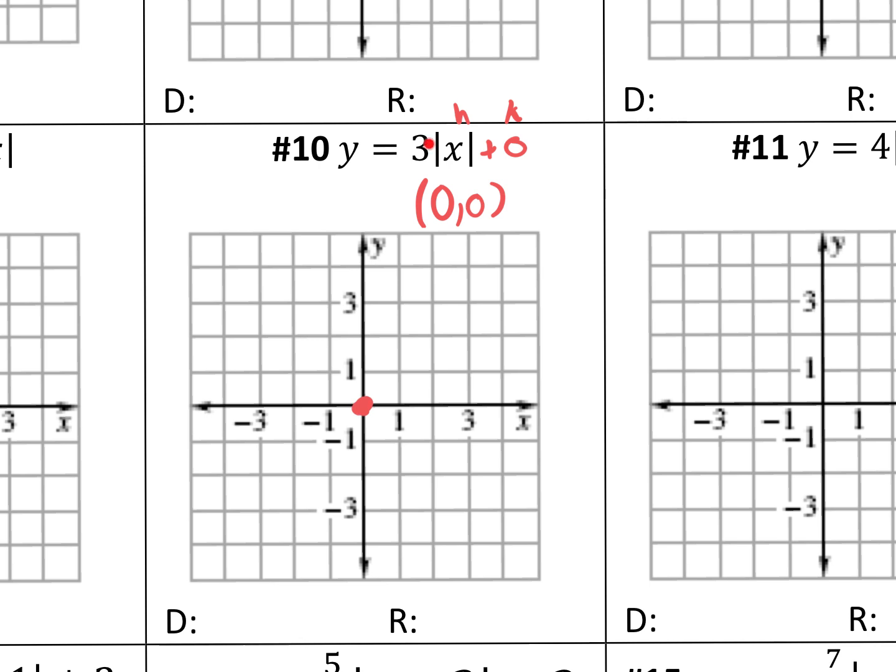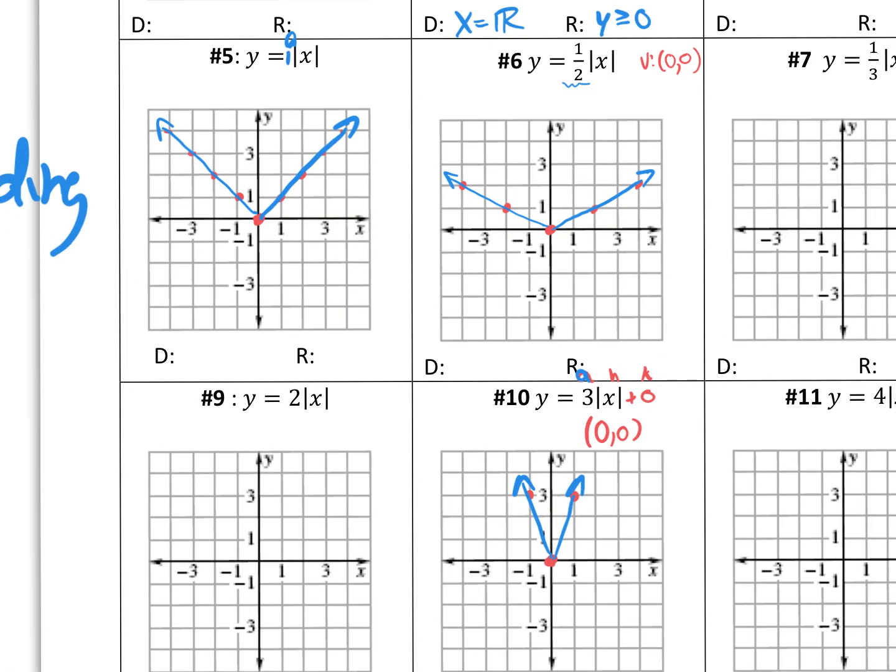From that point, you're going to rise 3, run 1. Why is that? Because 3 is the a value. Let me put that in blue the way I always do. So you're going to go up 3 over 1, and you're going to do the same in the other direction. And as you can see, that is definitely way narrower than the original parent graph. Original parent graph, a lot narrower.